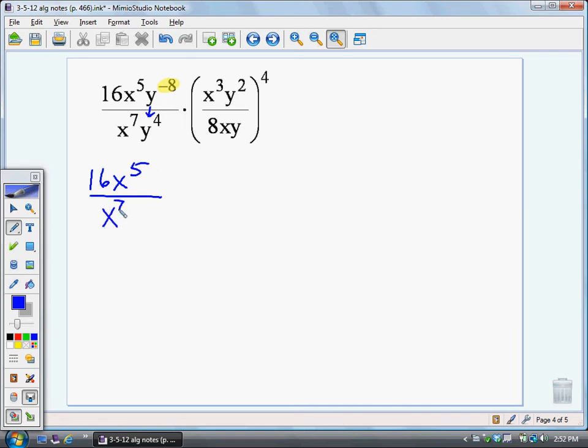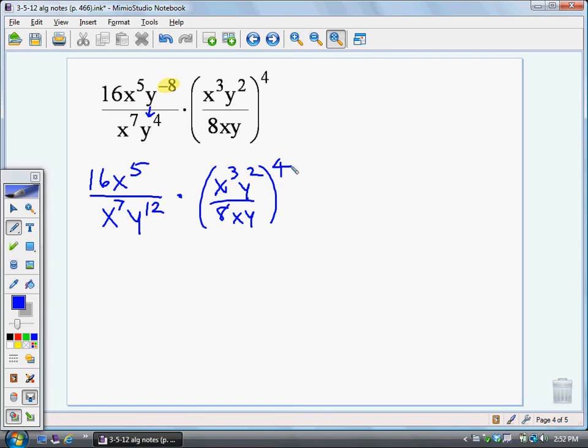I'll have x to the seventh, and when you multiply it by y to the fourth on the denominator, you would have y to the 12th. And then you still have this other fraction, which is x to the third, y squared, over 8xy, and all that to the fourth power.